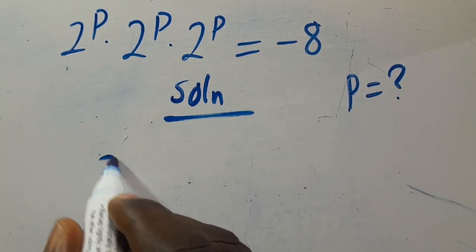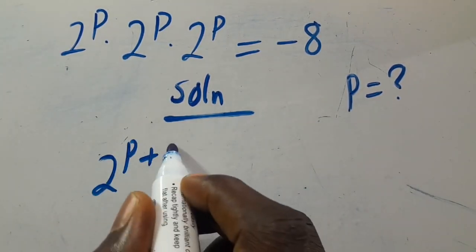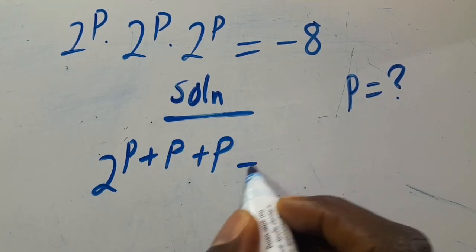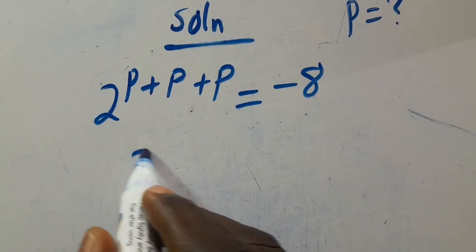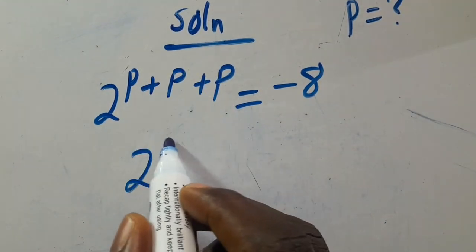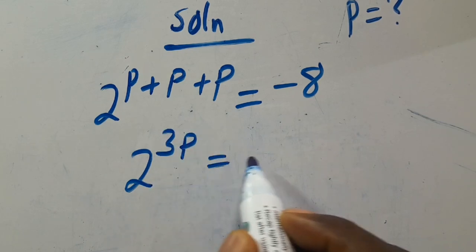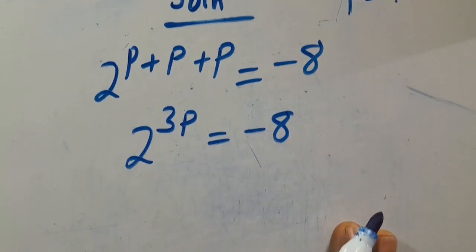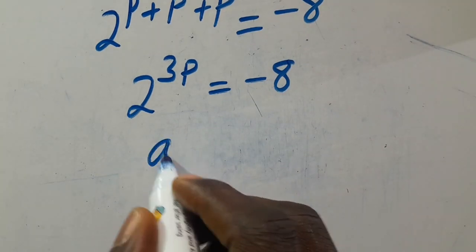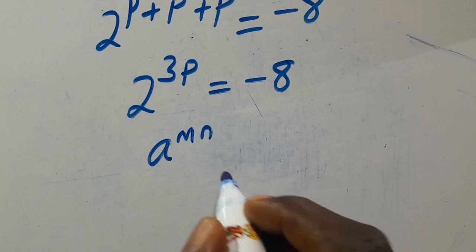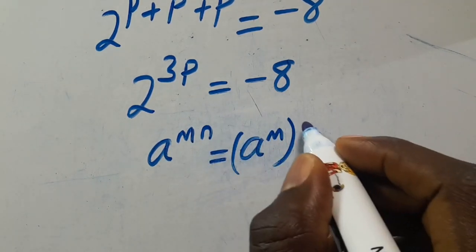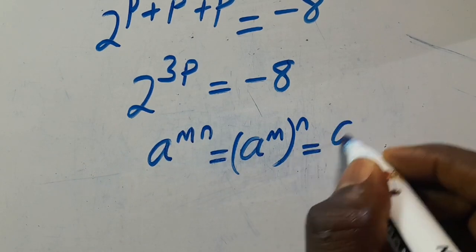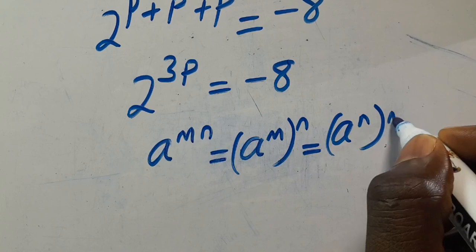So from here we have 2 to the power of p plus p plus p equals minus 8. So 2 to the power of p plus p plus p will give us 3p equals minus 8. Remember, when you have a to the power of mn, this can be simplified as a to the power of m, all in parentheses, to the power of n, or equals a to the power of n, all in parentheses, to the power of m.